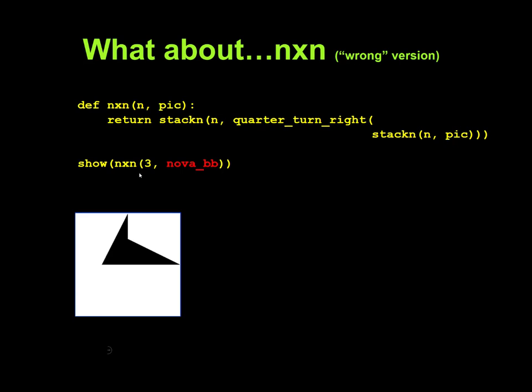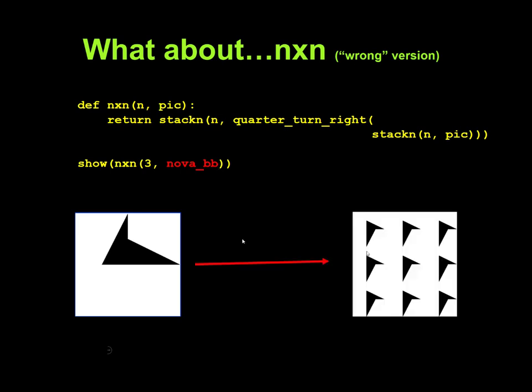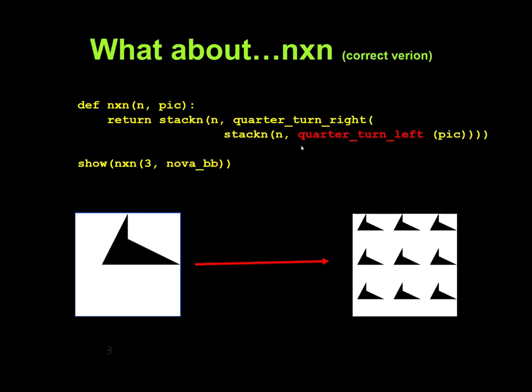Let's apply this to nova bb. We have nova bb, show n cross n 3 nova bb. Oops, we got a little bit different from what we expected. The symbol is not in the right orientation. This is a slightly wrong version. We need a little bit of tweak to this to get it back to the same orientation as the original. We need a quarter turn left on the picture so that when we stack them and rotate it, they are in the correct orientation. So what is missing is this quarter turn left to counteract the quarter turn right here, so that the shape is of the correct orientation as in the original picture.